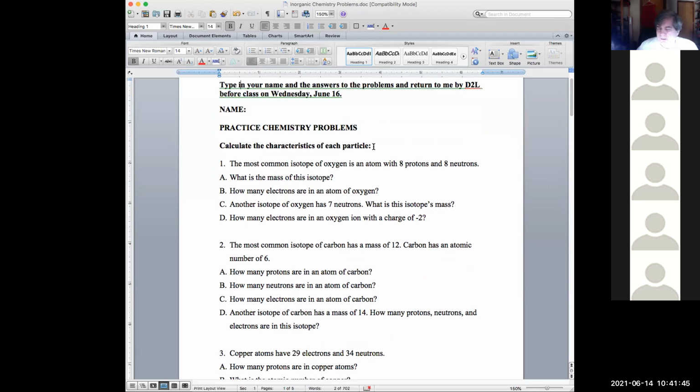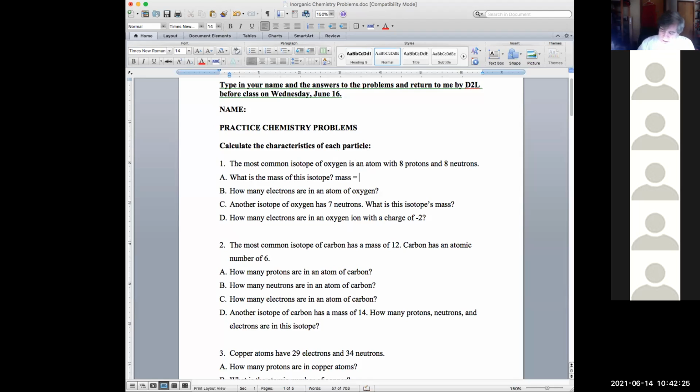Calculate the characteristic of each particle. And these are all going to be questions that ask us something about the protons or the neutrons or the electrons or the mass of the atom or the atomic number. So basically, to work these types of questions, we're going to need three formulas. So let's look at the information in the first problem. The most common isotope of oxygen is an atom with 8 protons and 8 neutrons. So A asks, what's the mass?